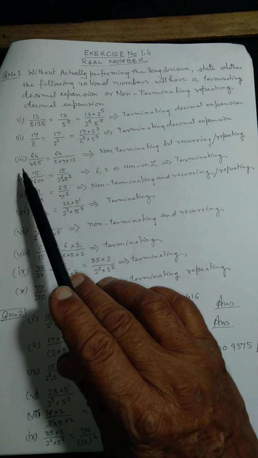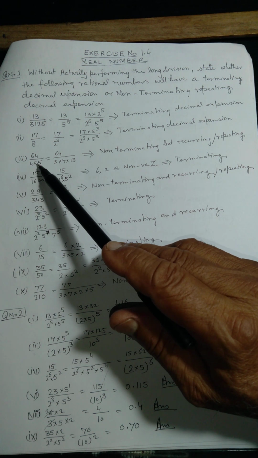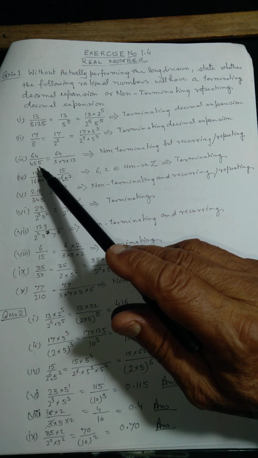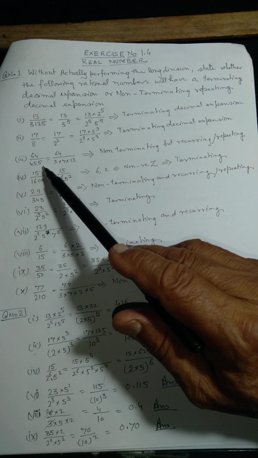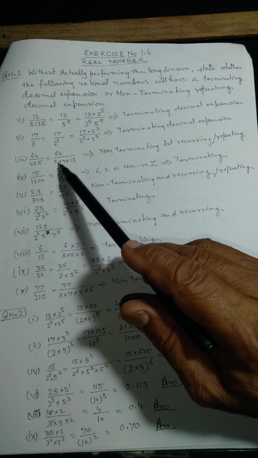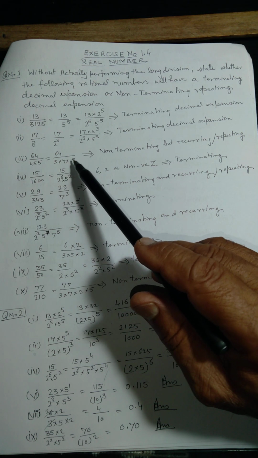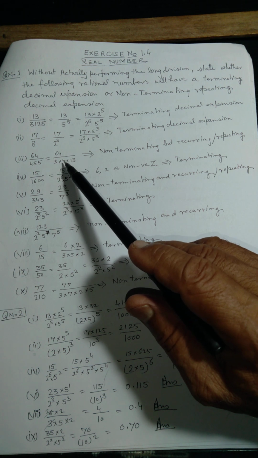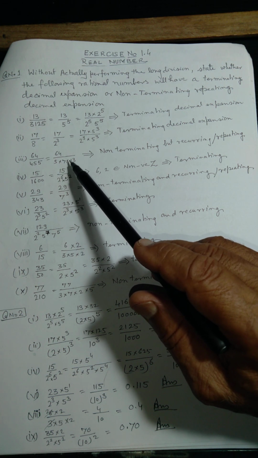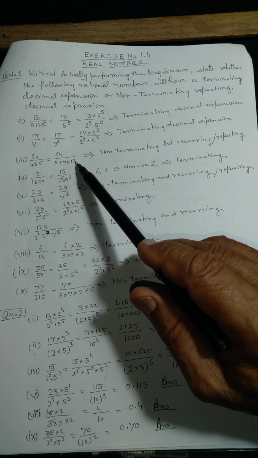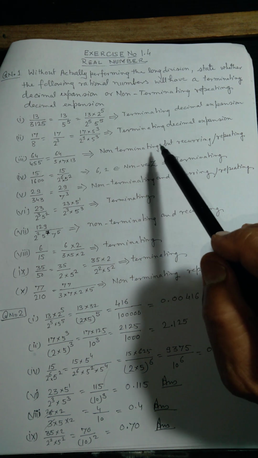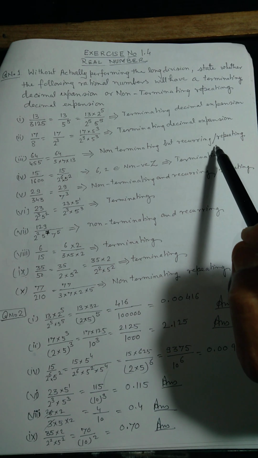Now proceed to the third part of question number 1, that is 64 divided by 455. You see the denominator has the prime factors 5 into 7 into 13. So in addition to 5, there are other prime factors, that is 7 and 13. So this itself indicates that it is a non-terminating but recurring or repeating decimal.